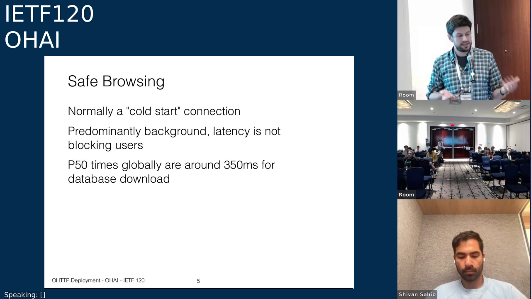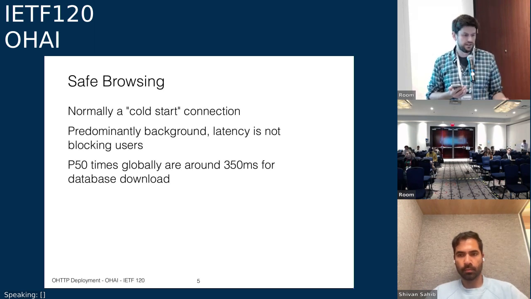So just some of the properties here. These are normally, because they're in the background and periodic, a cold start connection. So these fetches are not reusing connections that much. They're just creating a new connection to the relay. It's predominantly in the background. Most of the time, this latency is not actually blocking users.